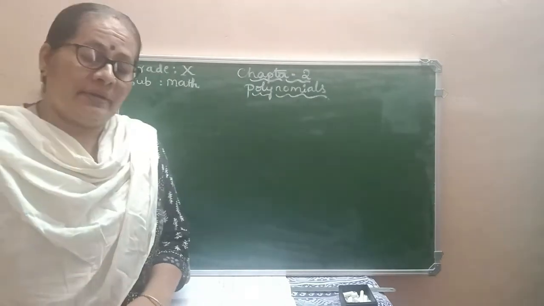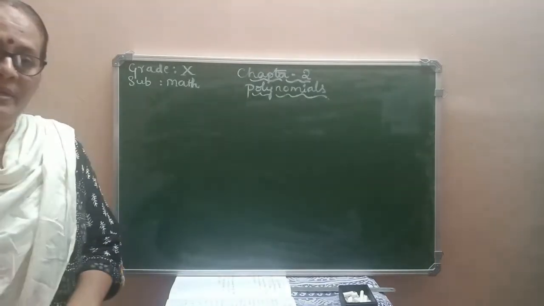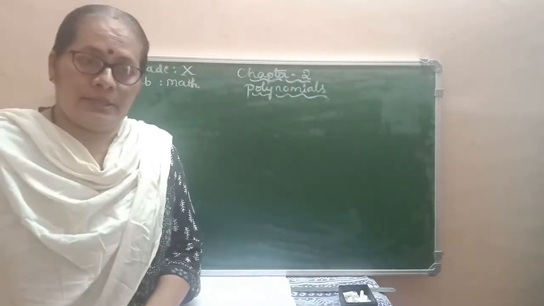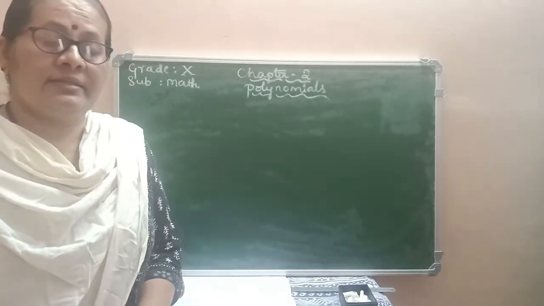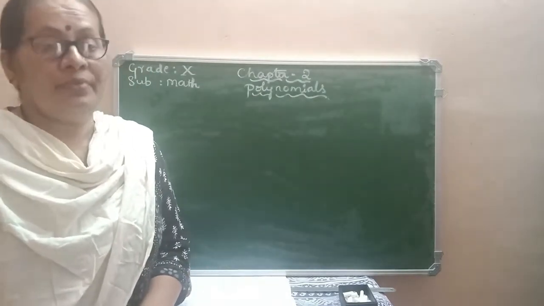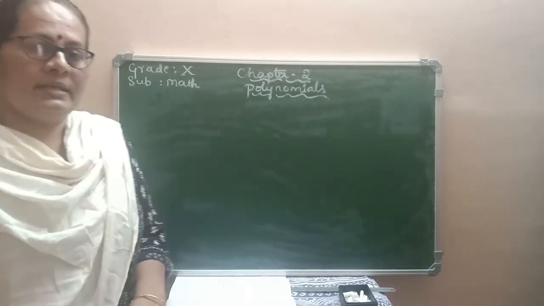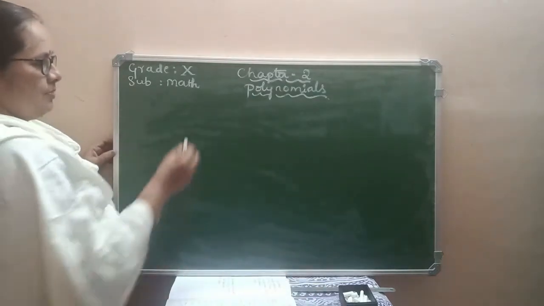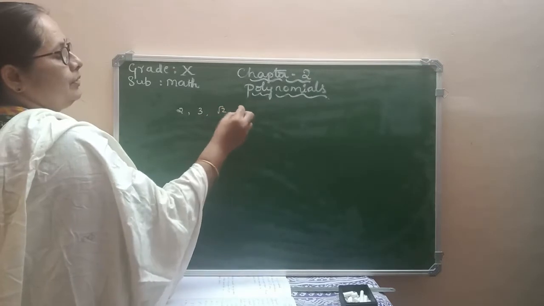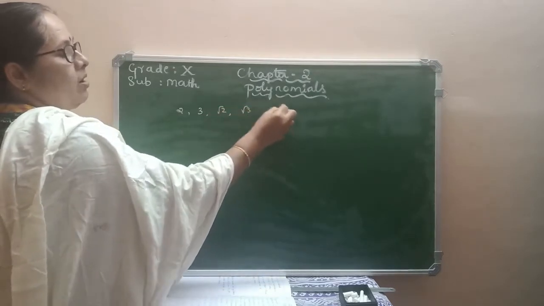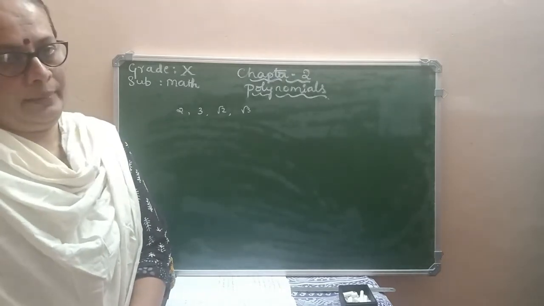Now, there are different types of polynomials: constant polynomials, zero polynomials. What do you mean by constant polynomial? A polynomial having only one term, that is a real number without variable, is called a constant polynomial. The examples for constant polynomial are 2, 3 or root 2, root 3, etc.